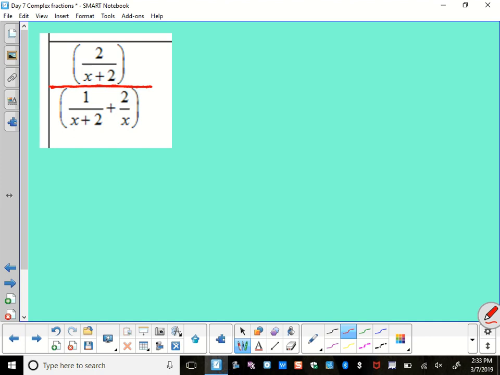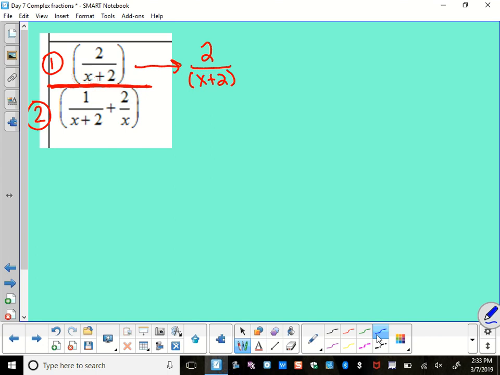I'm going to bold my division line, and I'm going to separate my first fraction from my second fraction. If you look at your top fraction, your numerator and your denominator, there's nothing more that we can do, okay? I have a 2 in my numerator, that just stays there. I have a factor of x plus 2. I can't do anything else with that, so it stays. I don't have to factor anything down.